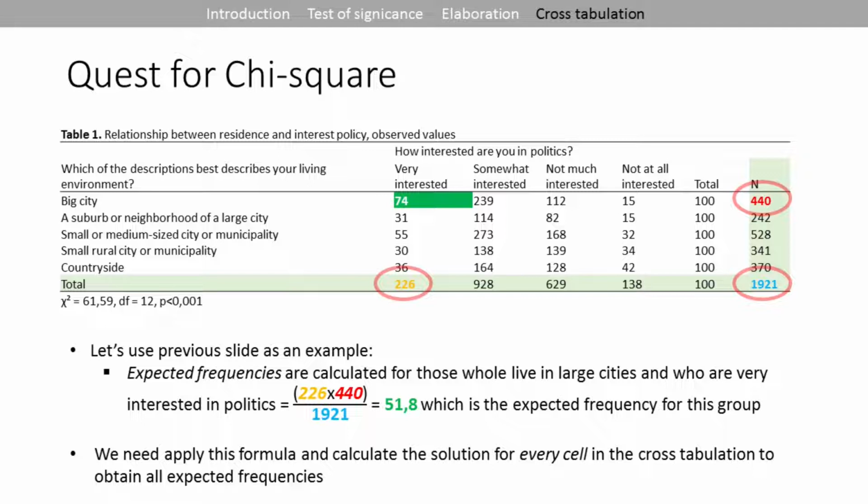And we need to apply this formula and calculate the solution for every cell across the cross tabulation to obtain all the expected frequencies. So you have to do this formula and calculate it for every cell inside there, per every category, every column and row combination.